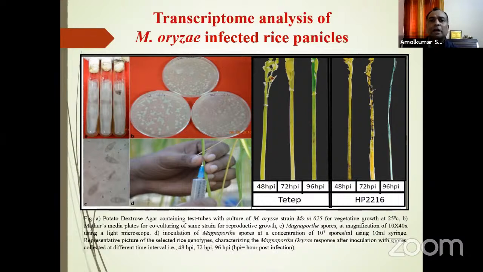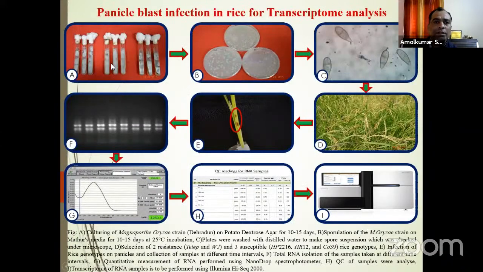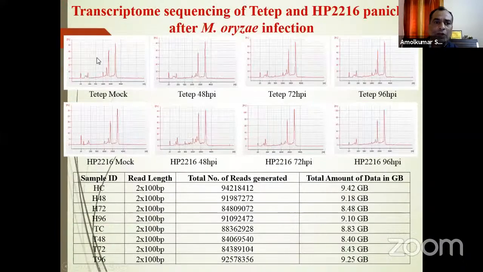Now we have started analyzing the transcriptome of these two lines, TETEP and HP22, at three different time points. Here we use the same method of injection. This is the resistant and this is the susceptible line, and this is the methodology where we are growing the Magnaporthe and injecting. Along with control, after 48 hours, 72 hours, and 96 hours, we isolated RNA. We checked the quality of RNA, and after QC we sequenced it, and we got almost 9.5 to 10 GB data for each sample.